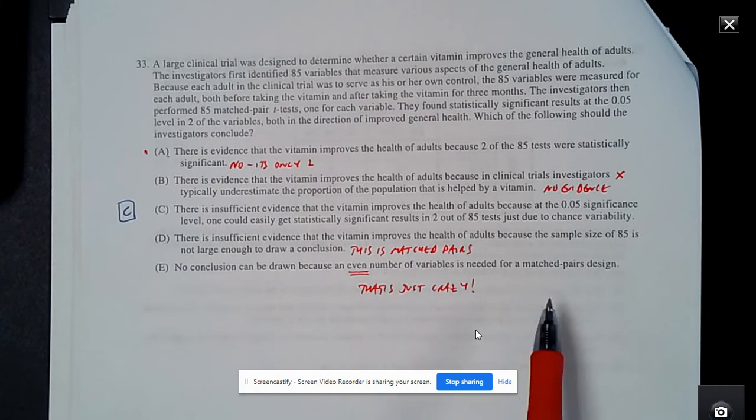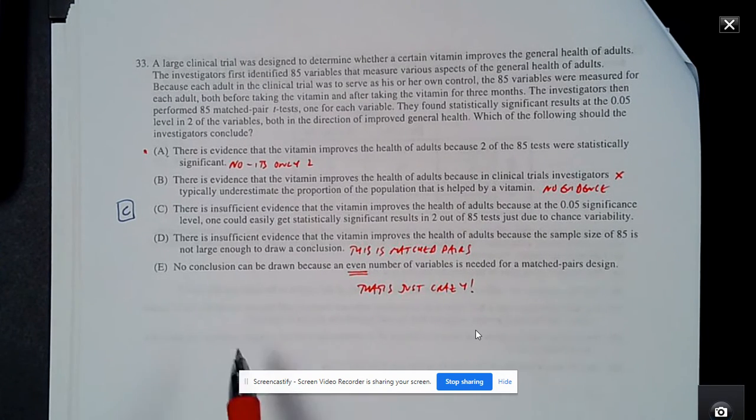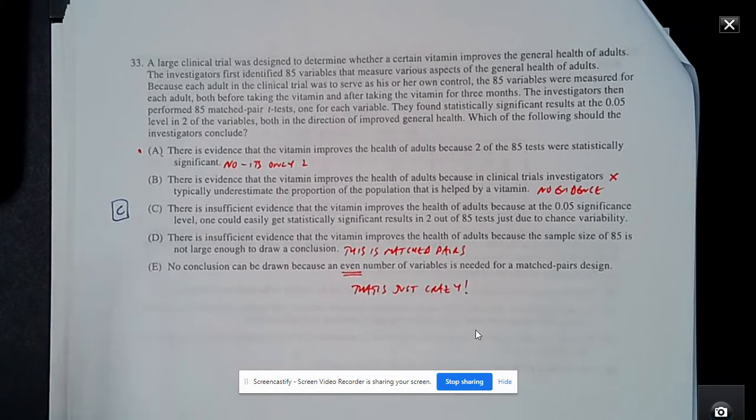For D, 85 is not large enough to draw a conclusion. Well, this is a matched pairs t-test. It doesn't matter how big the sample size is. You could do a matched pairs t-test with 2 or with 3 or with 4 people. And this whole idea of only having an even number of variables, well, that's just crazy. So the answer has to be C.